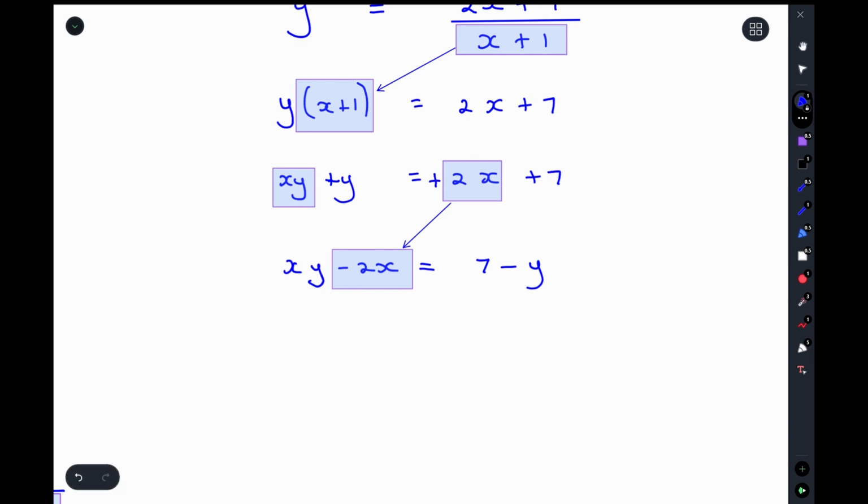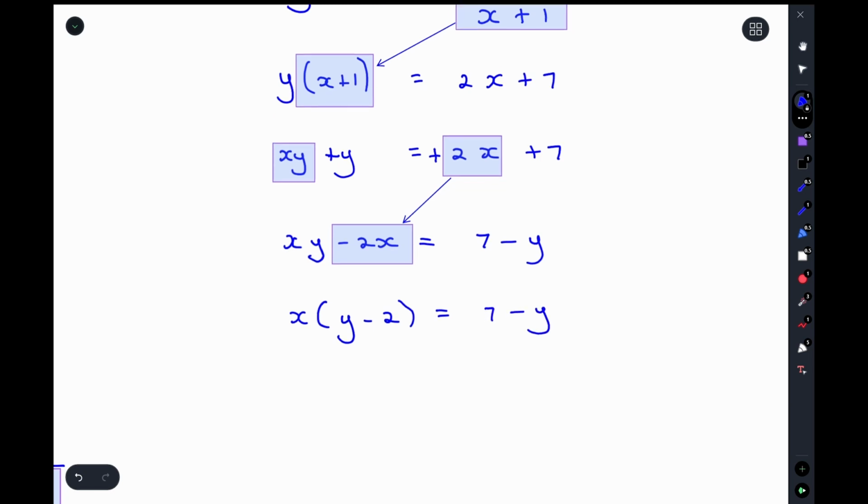Now we're going to factorize. So it becomes x, y minus 2 is equal to 7 minus y. And again, we're going to rearrange. We're going to move y minus 2 multiplied by x to the other side, which will become divide by y minus 2. And that's our answer.